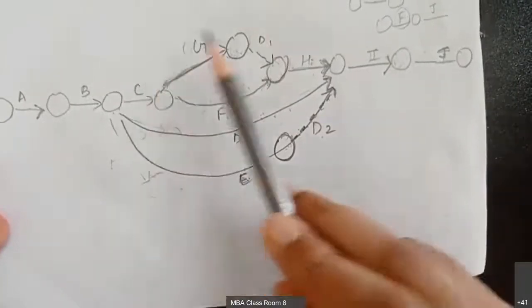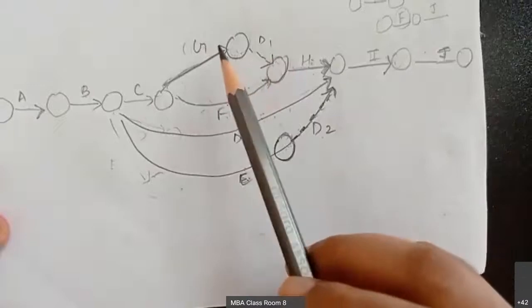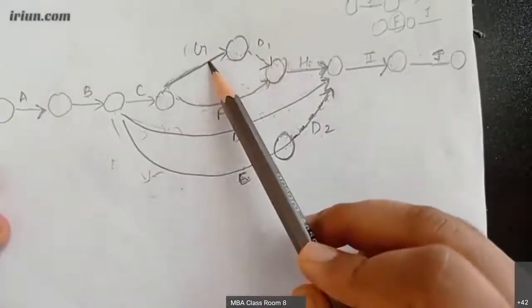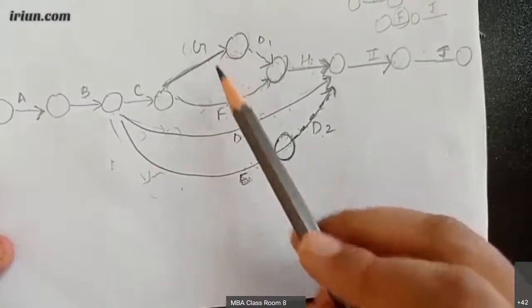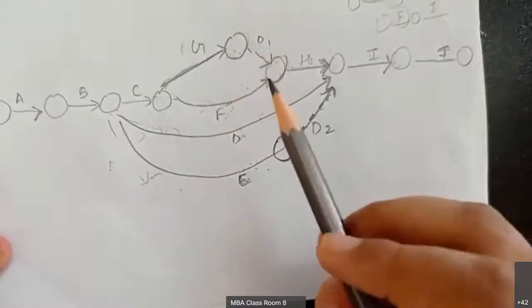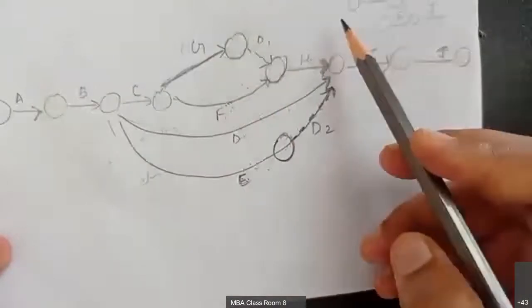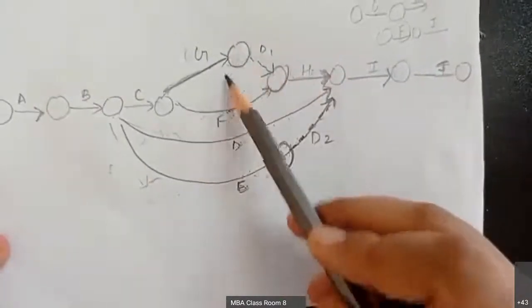Okay, then check whether parallel nodes are coming anywhere. If parallel nodes are coming, we have to decide for which activity we have to give the dummy. If parallel activities come, that is not allowed in network analysis, we have to introduce a dummy. We have to see for which arc to introduce the dummy.